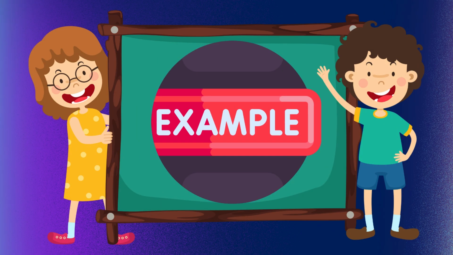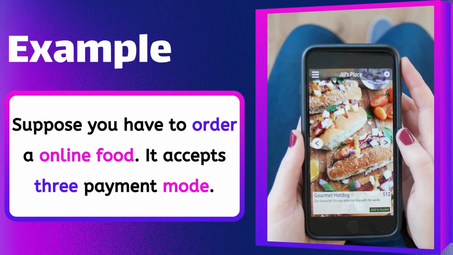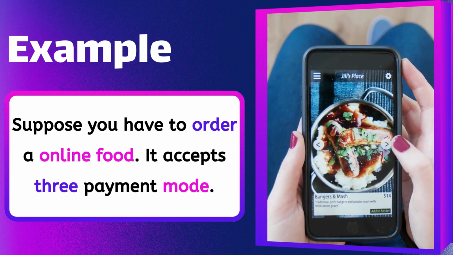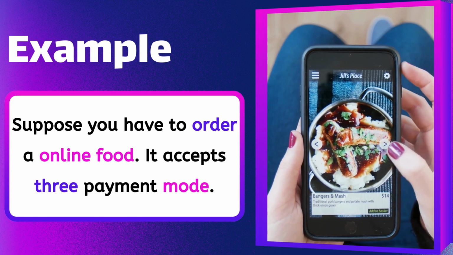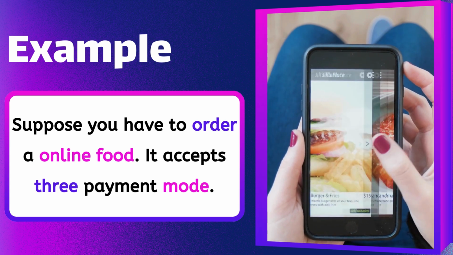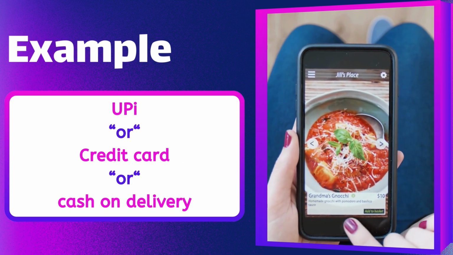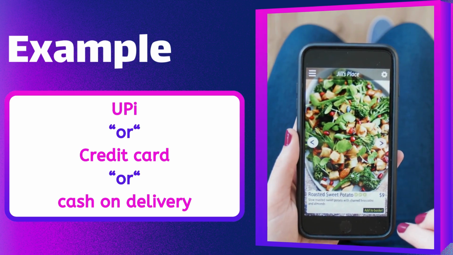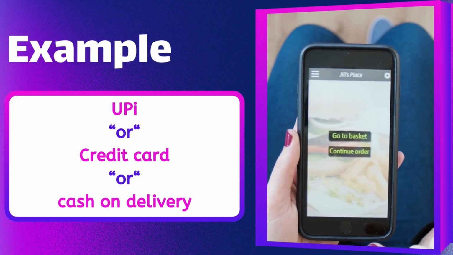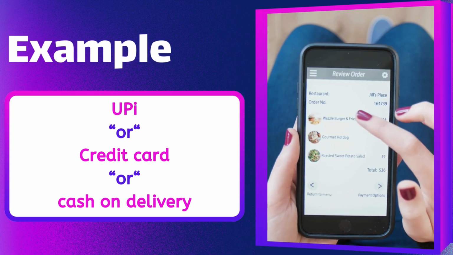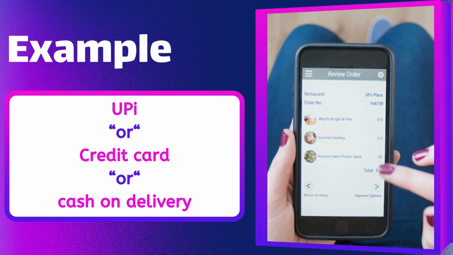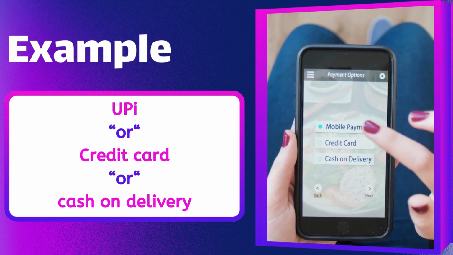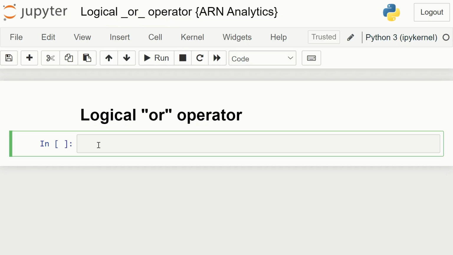Let's understand the logical OR operator with a real life example. Suppose you are going to order food online and you have to pay for it. You can pay through three payment modes, that is UPI or credit card or cash on delivery. For successful completion of the order, you have to pay with any one of the payment modes from these three options. Let's see how to develop the logic in Python for this real life example.